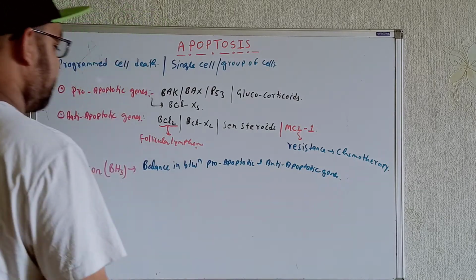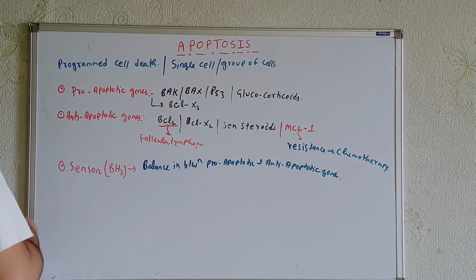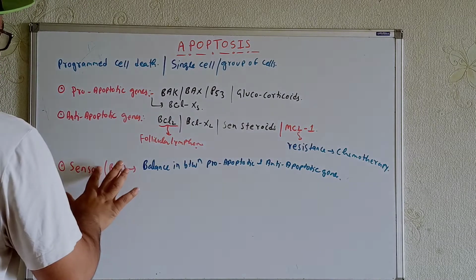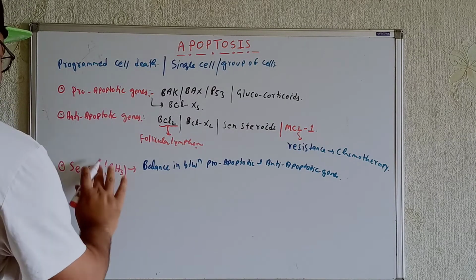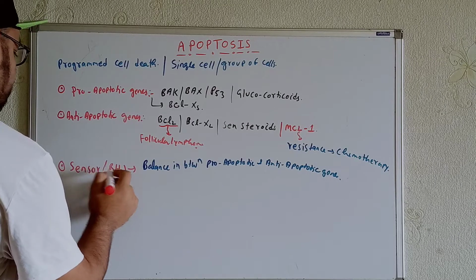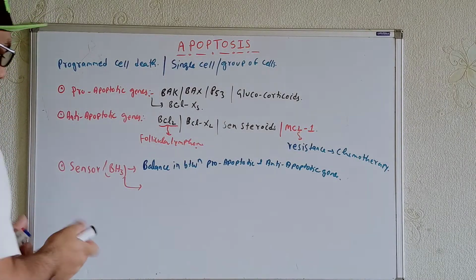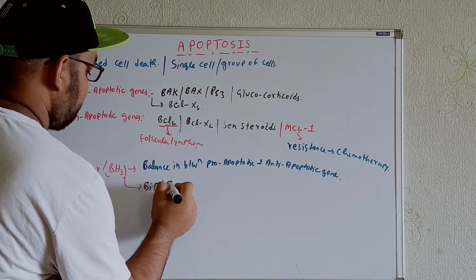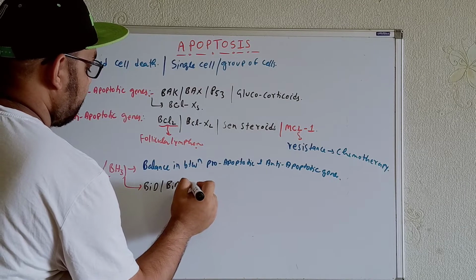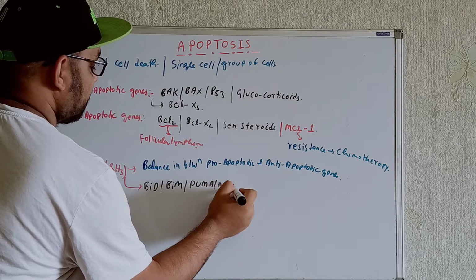This is the thing here. The genes we get in the case of the sensors are BID, BIM, PUMA, and NOXA. This type of genes we can get here.